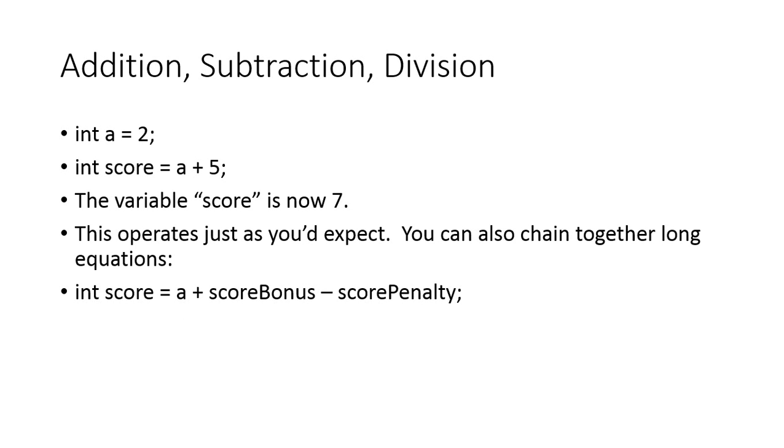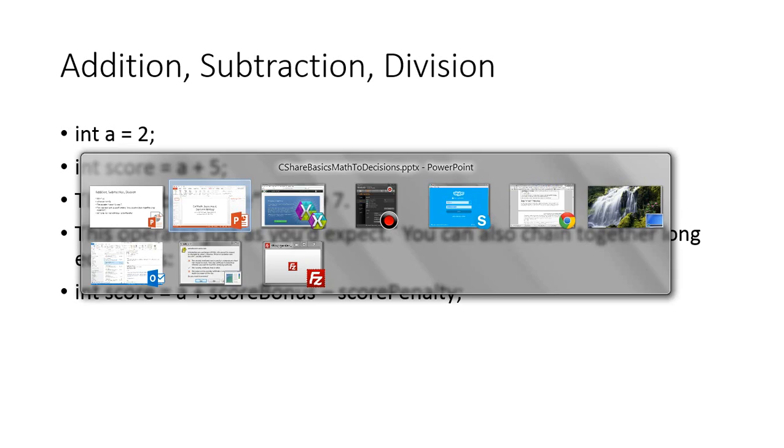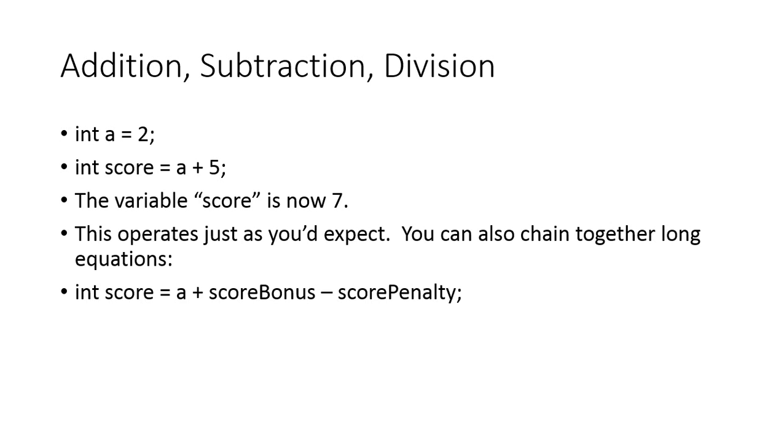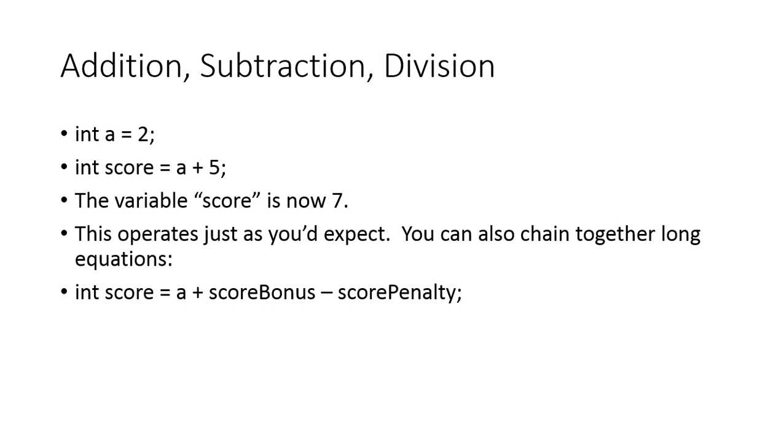So for addition, subtraction, division, it's all pretty simple, pretty much what you would expect. So here we have some examples of int a equals 2, and then we can say int score equals a plus 5. So the variable score now has 7 in it. And you can also chain these things together as long as you want. So for example, here we have int score equals a plus score bonus minus score penalty. So that's pretty much basic, how you'd expect it to be.